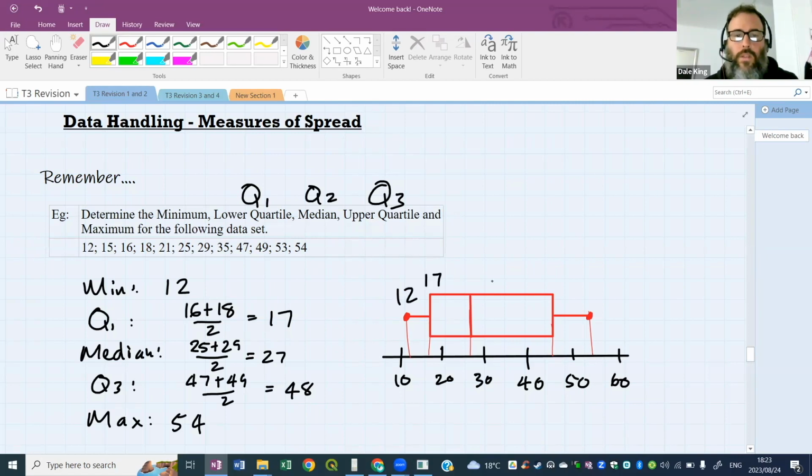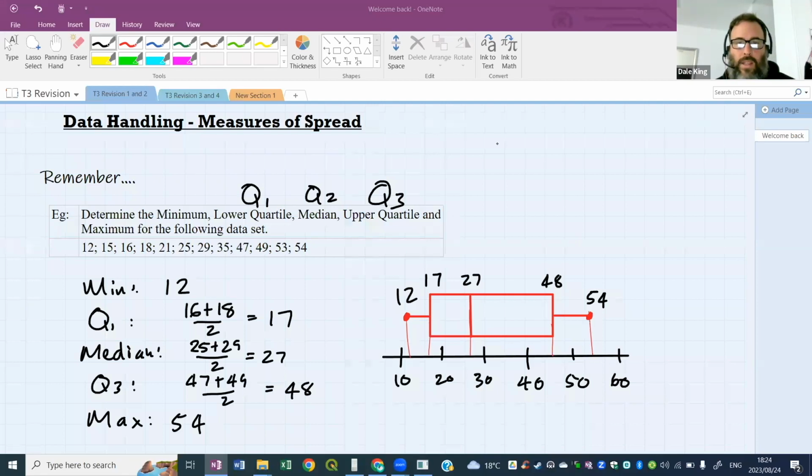So 12, 17, 27. Now I'm putting the numbers on here. You should always do that. You always write your numbers onto the diagram. Okay, there we go. Thank you, Tando. All right, so there we go. There is our box and whisker plot with all the numbers on it, showing the spread of the numbers.